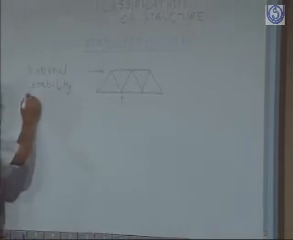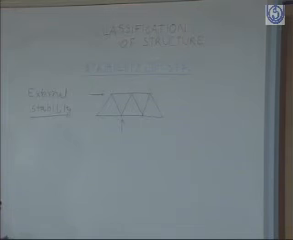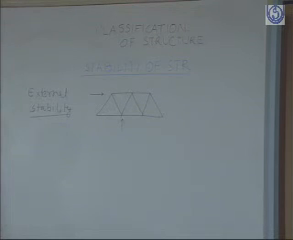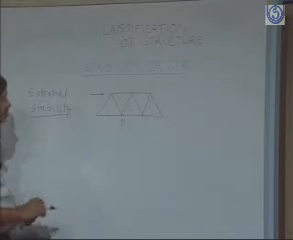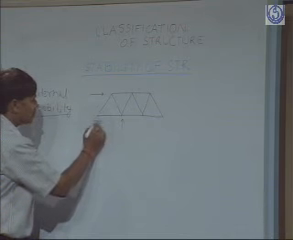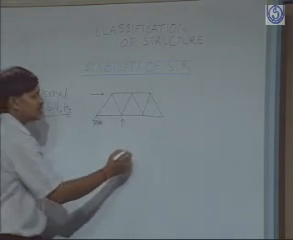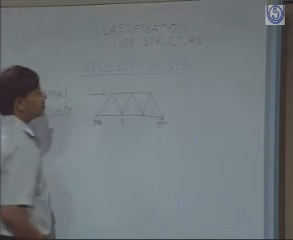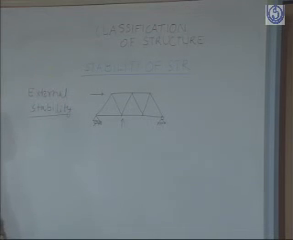So to restrain such types of movements, we require at least 3 external forces. Why do we require 3 external forces? Suppose we put a roller support here, and again we put a roller support here. What will happen?